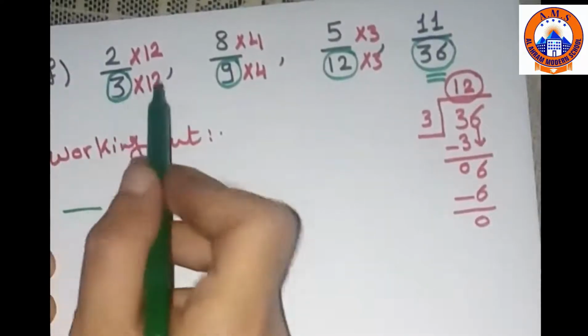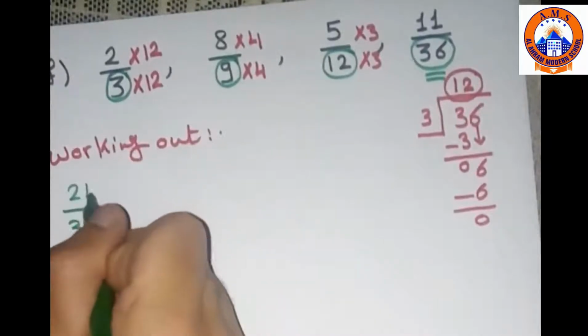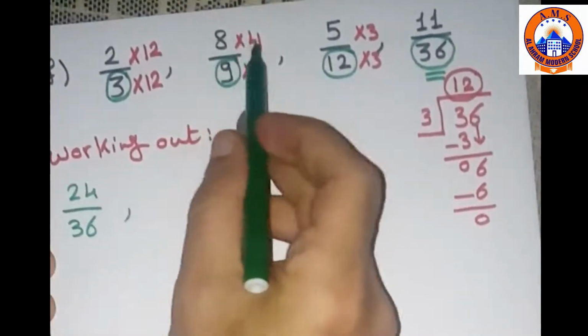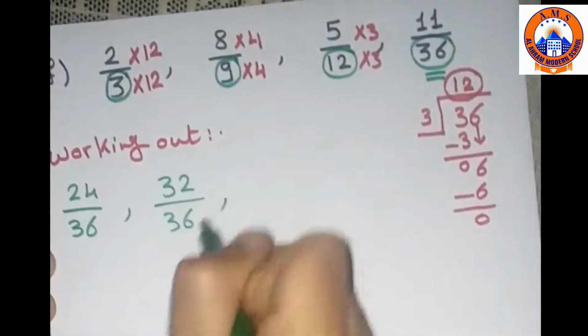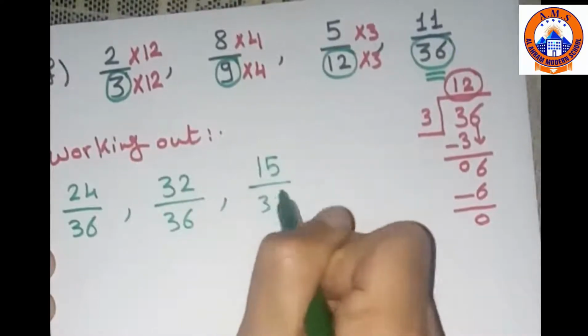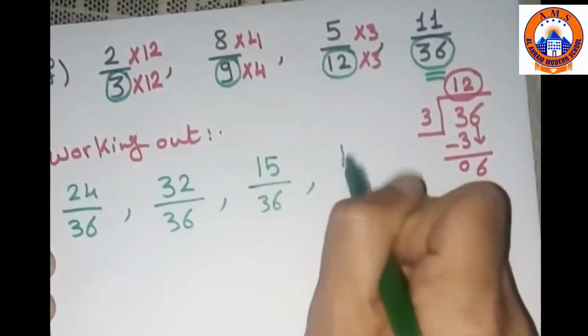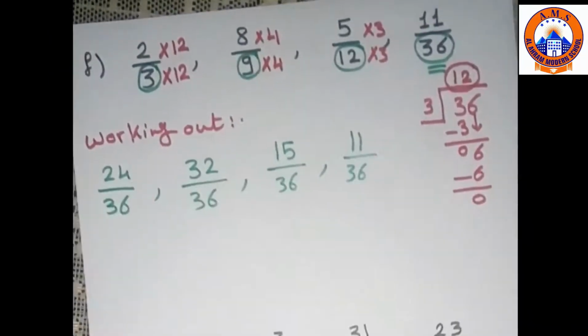3 by 12 is 36, and 2 by 12 is 24. The second one, 8 by 4 is 32, and the denominator will be 36. 3 by 5 is 15, and the denominator is 36, and the last one is 11 over 36. We are ready to order.